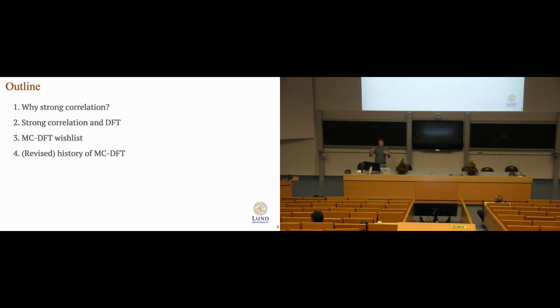So the outline is: first, I'm going to justify why we're interested in strong correlation, and then why DFT does or does not perform for strong correlation. Then we can make a wish list: what are the properties we would like to have in our multiconfigurational DFT? Then we go through the history of the different versions that have been proposed over time, how they fulfill or not this wish list, and how we can revise them to fulfill it a bit more by merging them together. And finally, some benchmarking of these different variants.